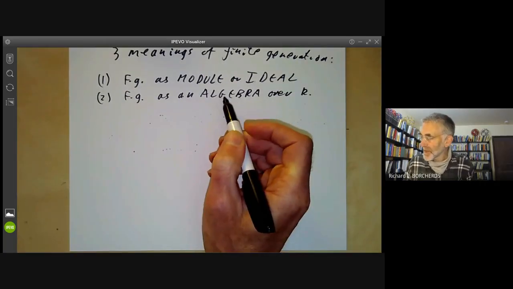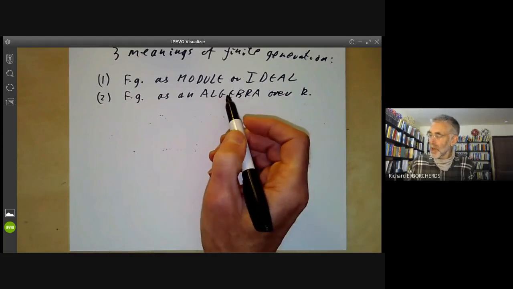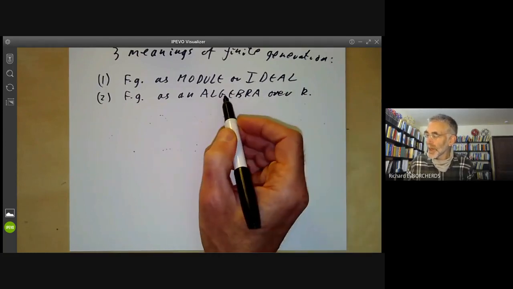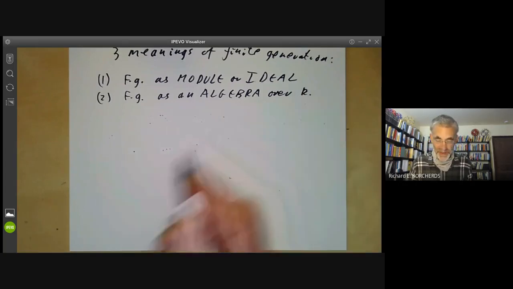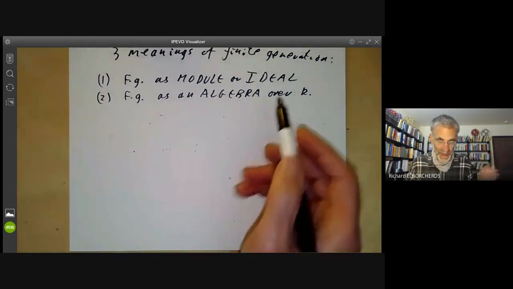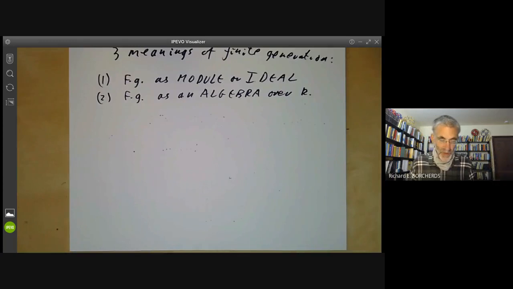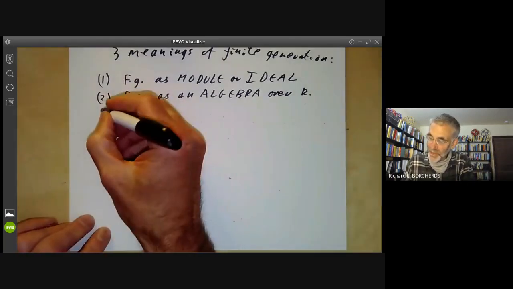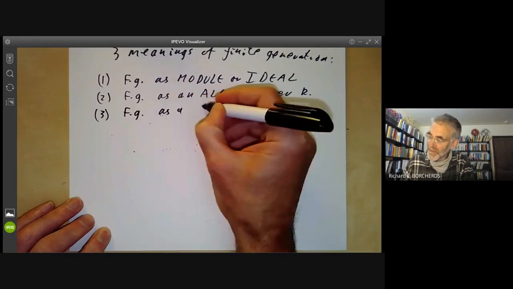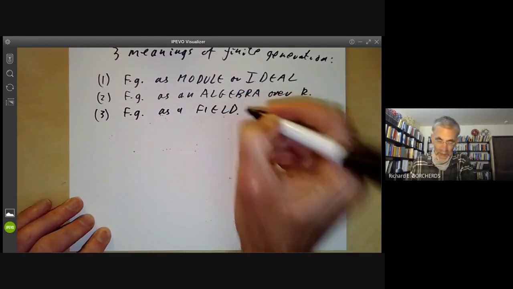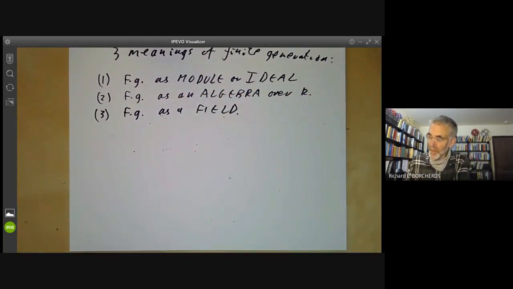In case I forgot to say it, an algebra over a ring just means a ring together with a homomorphism of your base ring to it. I don't know why it's called an algebra. All the terminology is a bit of a mess. Thirdly, we can talk about being finitely generated as a field. So let me give some examples.